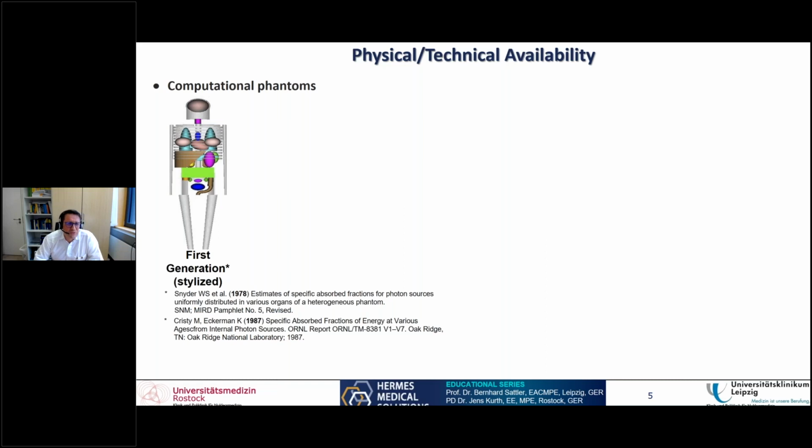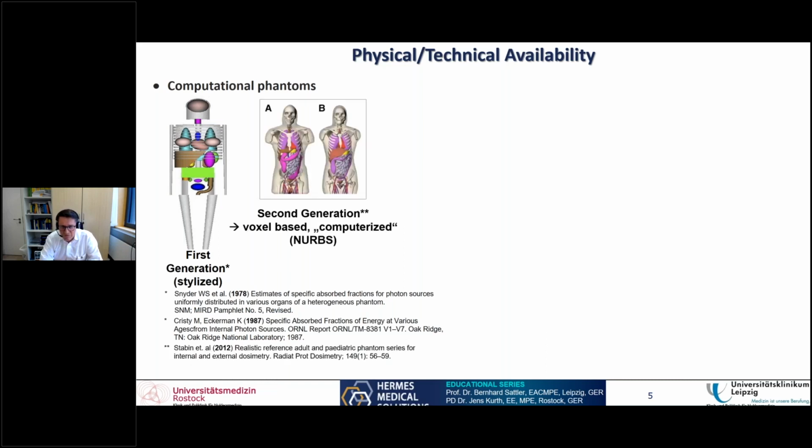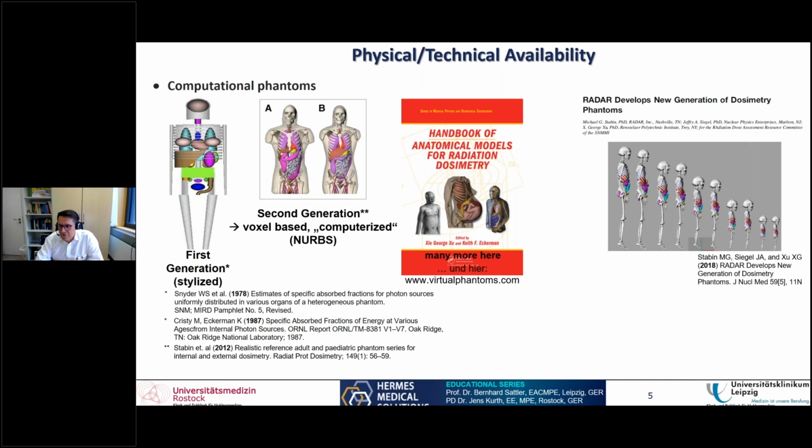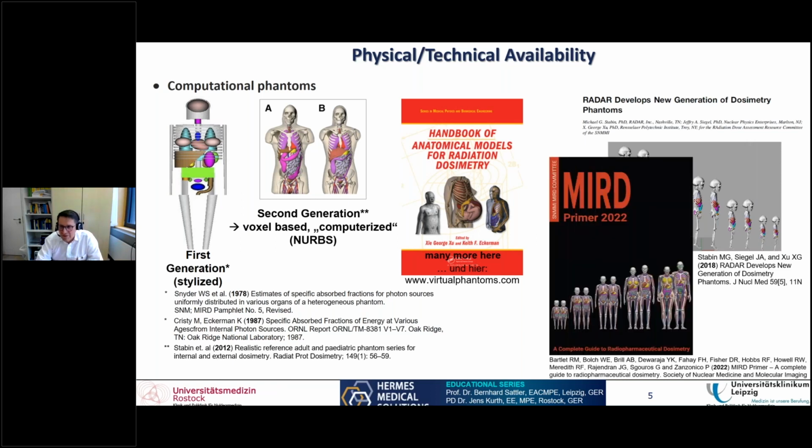For that, we mostly use computational phantoms, and back in the day, it was the stylized first-generation phantoms. Then we had the second-generation voxel-based computerized NURBS phantoms, as we call them. They were much more detailed and scalable. And we have many more here in this handbook of anatomical models for radiation dosimetry. And finally, RADAR developed new-generation dosimetry models, and the latest publication on those things is the new MIRD primer, which those of you who work with medical internal radiation dose, of course, know, and the latest version is from 2022.